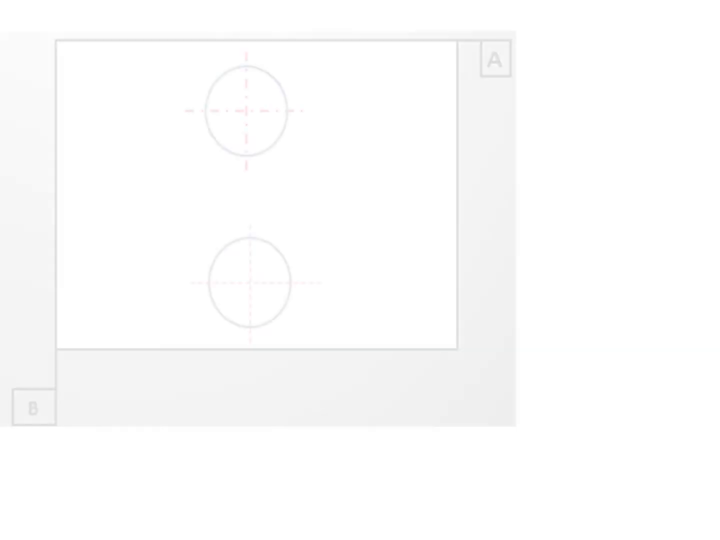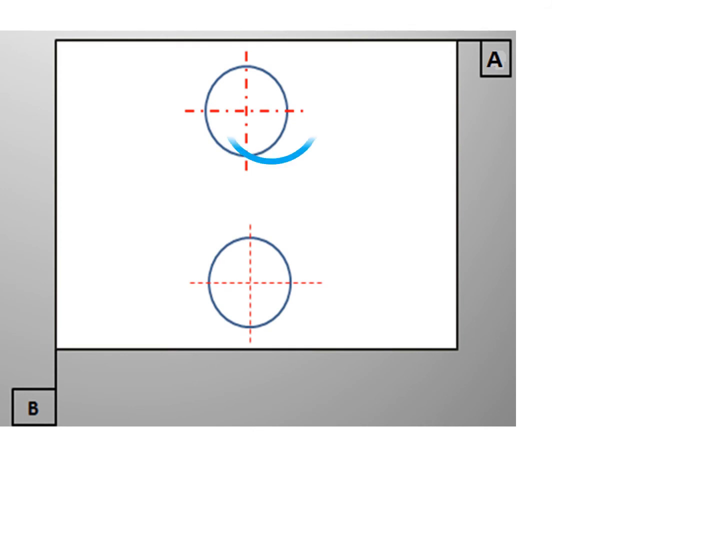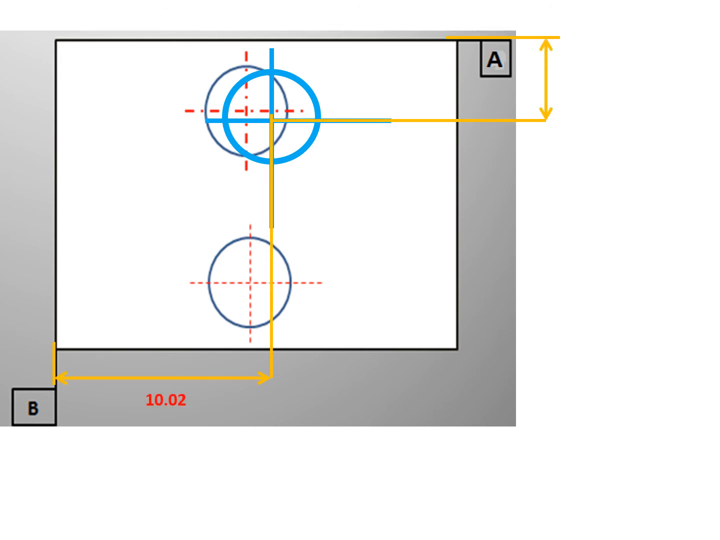Now we can consider the actual position of the hole. That means after manufacturing the part, if we measure, we will get one value. So let us consider that from B it is 10.02. This is the measured value, and from A it is 4.98. So this is the actual center of the circle. That means after manufacturing the part, this is the circle. So there is a slight difference from the drawing value.